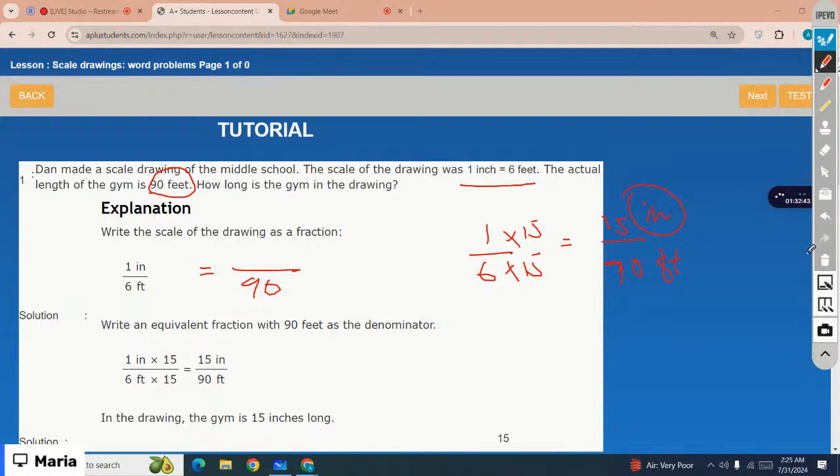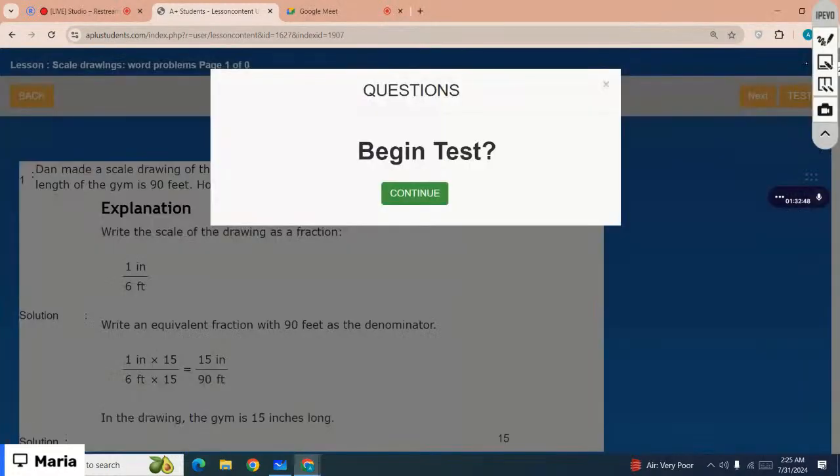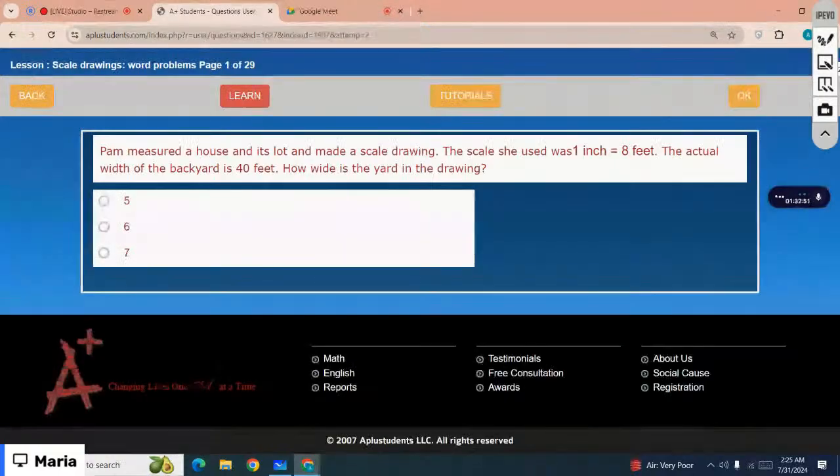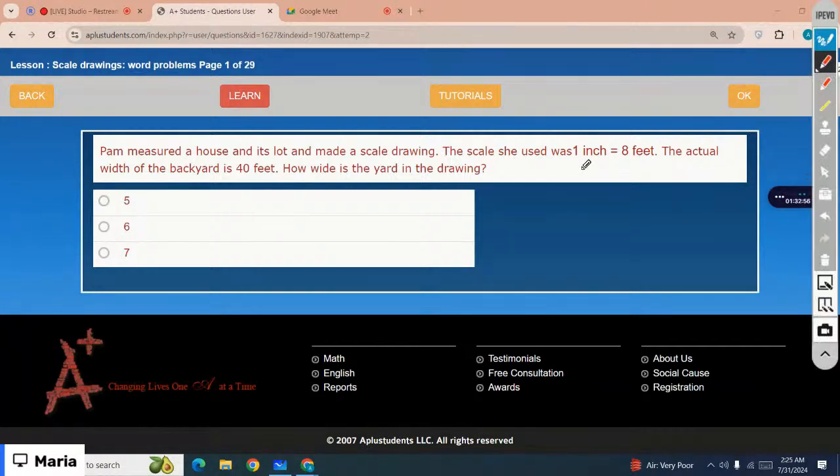Okay, let's just start with the test questions. Pam measured a house and its lot in a scale drawing. The scale she used is 1 inch equals 8 feet. The backyard is 40 feet. How wide is the yard in the drawing?